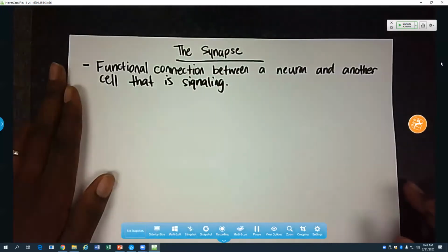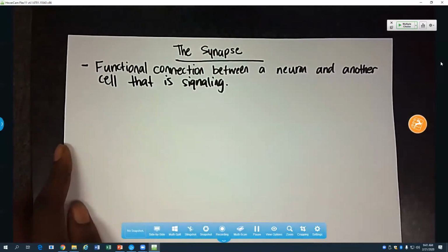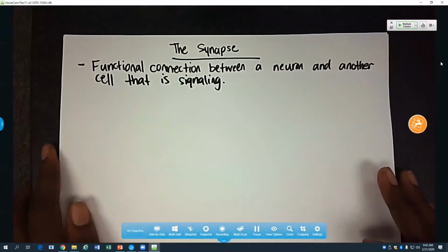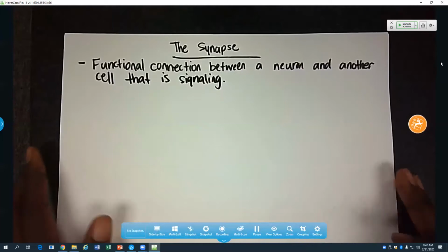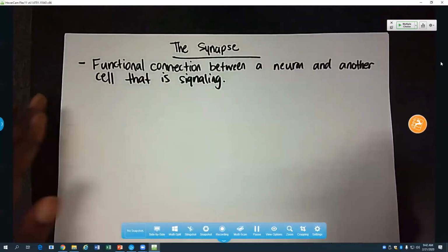All right, so there's some type of communication happening between this neuron and the other cell, which is usually another neuron, but we can have communications to other types of cells as well. We'll talk about what those are and how the name changes at that junction. So it's basically a form of communication or connection between a neuron.